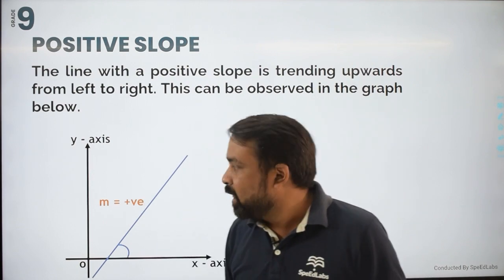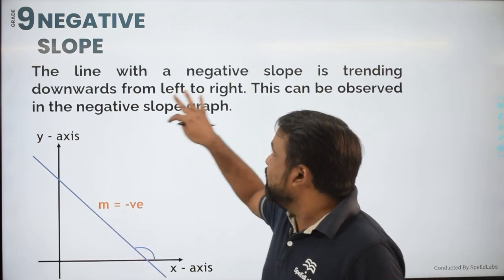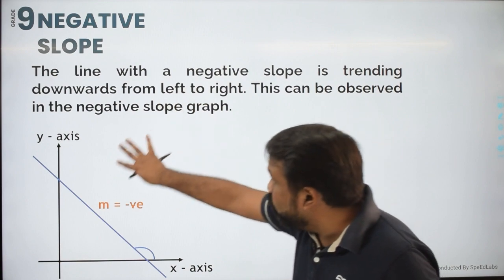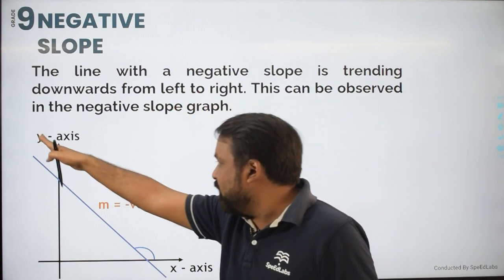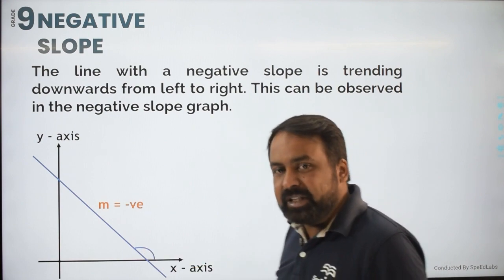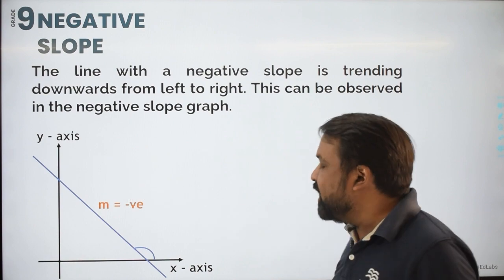Next one is negative slope. Now what is negative slope? The line with a negative slope is trending downwards from left to right. This can be observed in the negative slope graph. As you can see, here the slope is negative because if we are moving from left to right, then it is trending downwards.